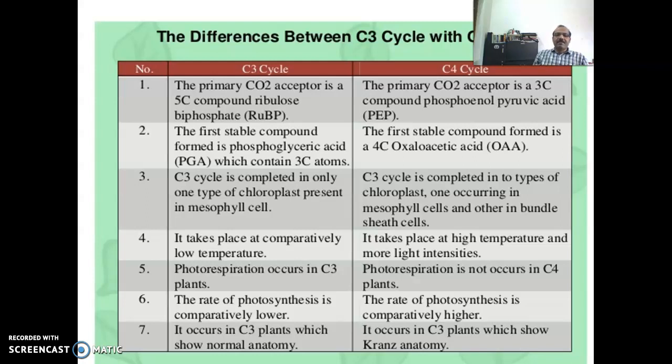Photorespiration occurs in C3 plants. Photorespiration does not occur in C4 plants. The rate of photosynthesis is comparatively lower in C3, whereas in C4 cycle the rate of photosynthesis is comparatively higher. C3 cycle occurs in plants which show normal anatomy. C4 cycle occurs in plants which show Kranz anatomy. So these are the most significant differences between C3 and C4 plant or C3 and C4 cycle.